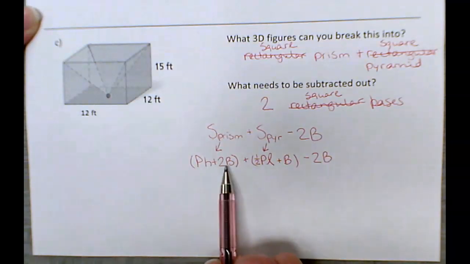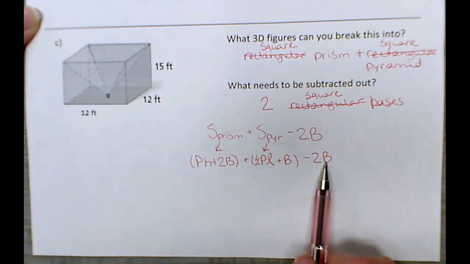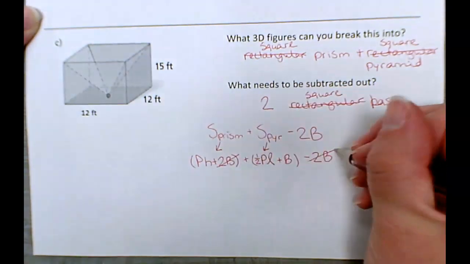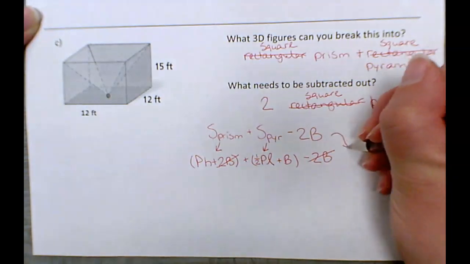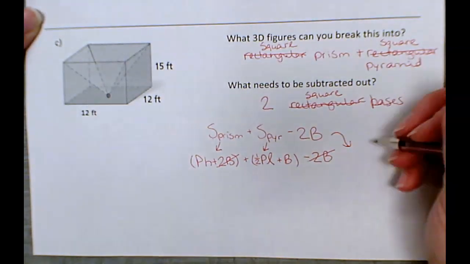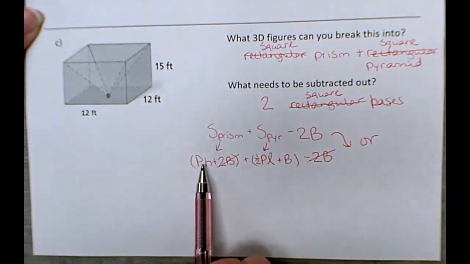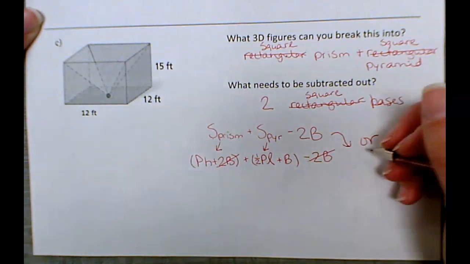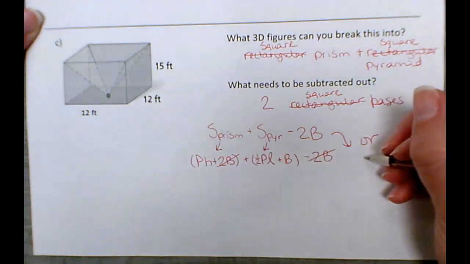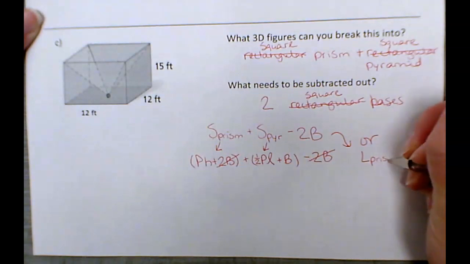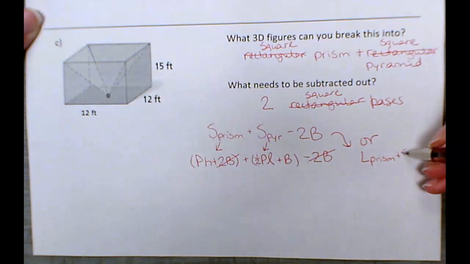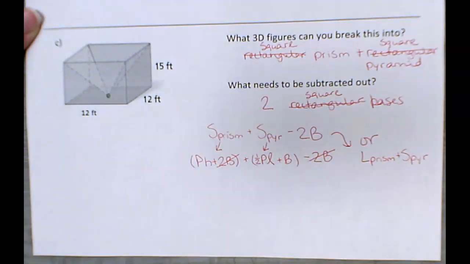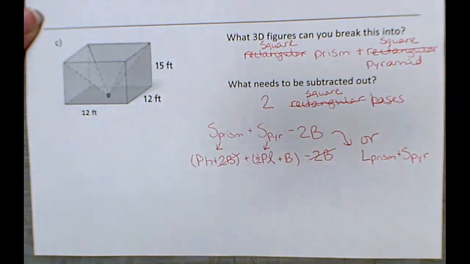So if here I add 2 bases and here I subtract 2 bases, well, that's going to net just the plus 1 base. So we can change this plan or rewrite it to be just the lateral area of the prism plus the full surface area of the pyramid. So you could simplify your plan to look like that.